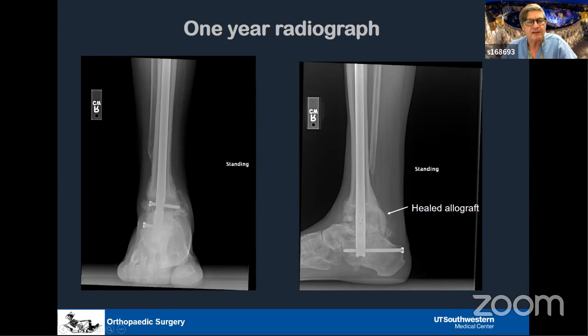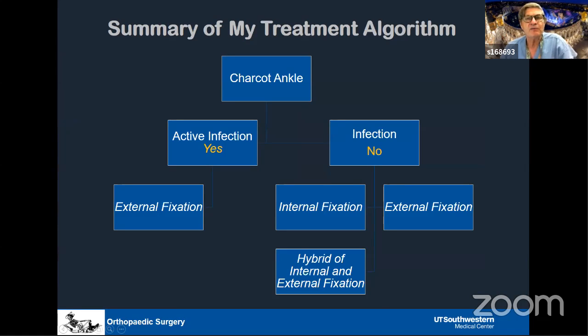a staged fashion. There are many people who might have chosen to do bone transport on him using an external fixation device, and that is certainly a great option and an alternative as well. So in summary for my treatment, if I have a Charcot ankle or hindfoot with active infection, I'm going to go down the path of external fixation. If there's no infection, I will use internal or external fixation, or sometimes a hybrid of both to achieve what I want to achieve.